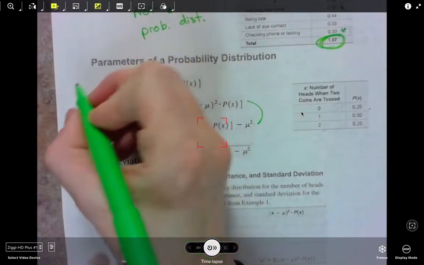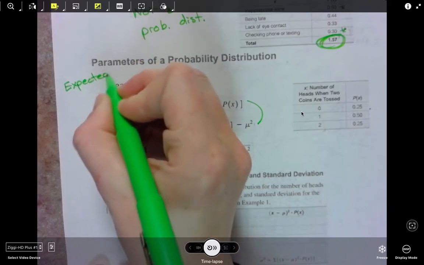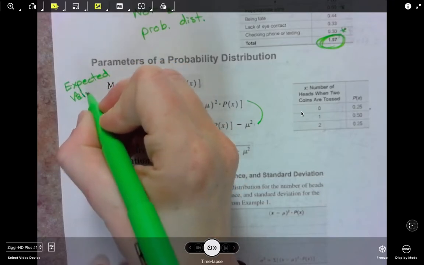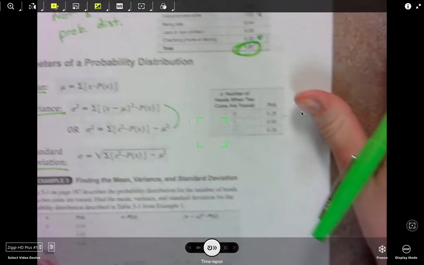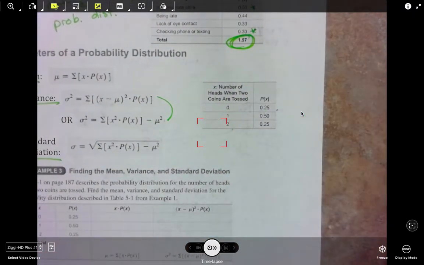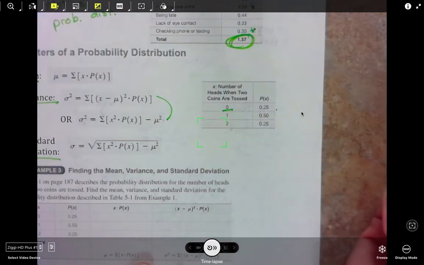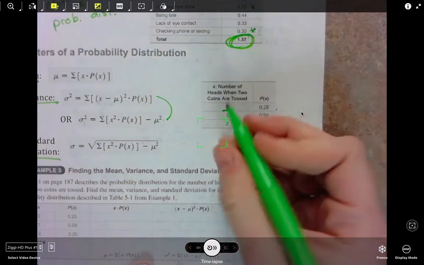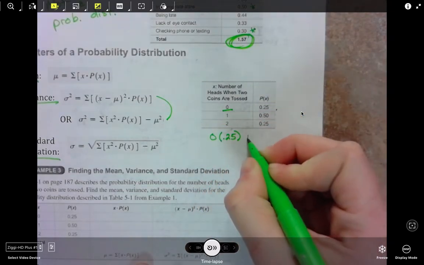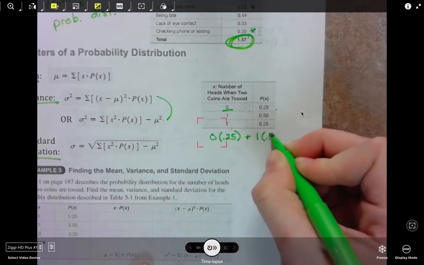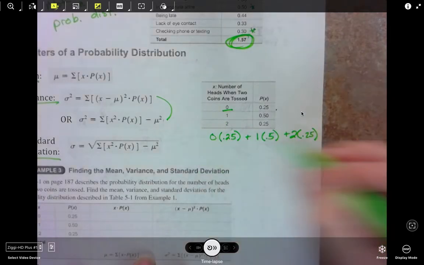Average or mean, you'll hear expected value also, okay? You'll hear expected value, okay? If I'm trying to find the average of this data set right here, what you will do is take your number here and multiply it by the probability. 0 times 0.25 plus 1 times 0.5 plus 2 times 0.25. And you will add all those up.